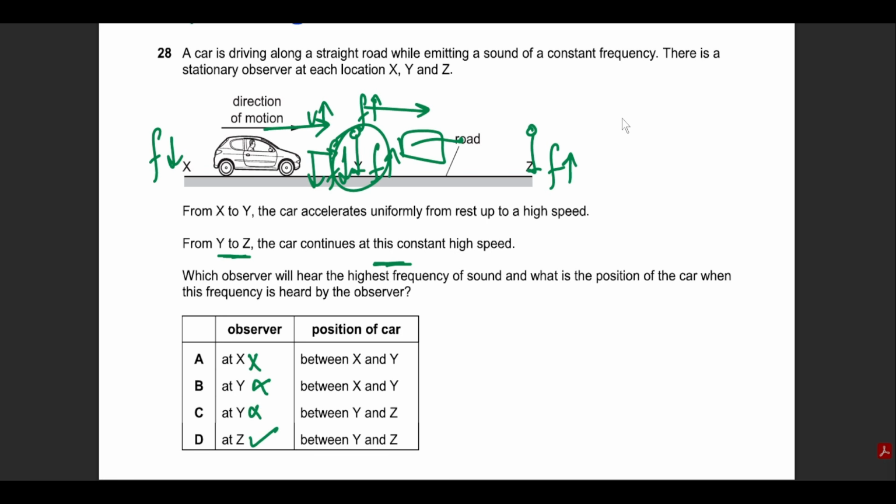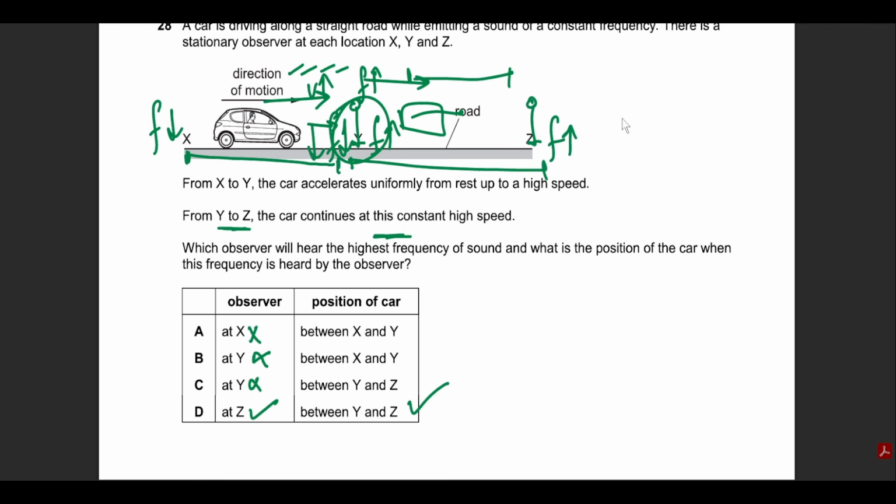So we are left with z. And when will they hear this? Is this going to be when it was between x and y or between y and z? It should be between y and z, because at this point it was gaining speed, and at this section it has gained what it had to gain. So speed is already at a high rate. So yeah, y to z should be the answer, D.